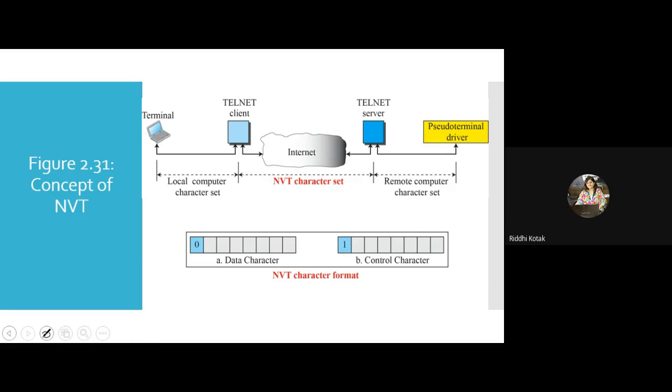Second thing: for a data character, the first bit will be 0. For a control character, the first bit will be 1. So you have to remember that.